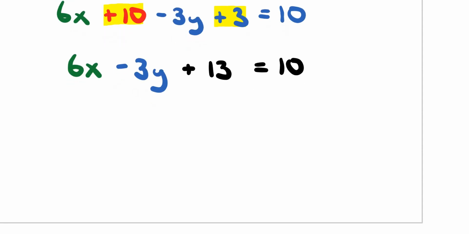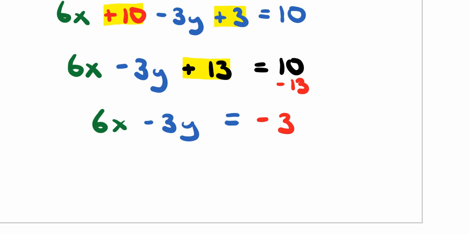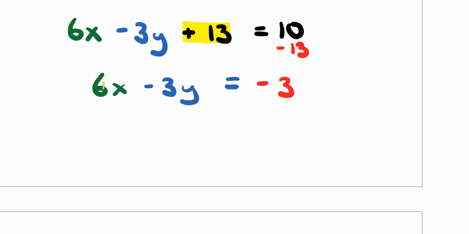Okay, and then notice that there's a +13 here, so I can definitely move that to the other side. And if I want to move that to the other side, I need to subtract 13. So if I just subtract 13 here, I get -3. Okay, and then I need to move the 6x to the other side now. So this will be -3y equals -6x, and then the -3.